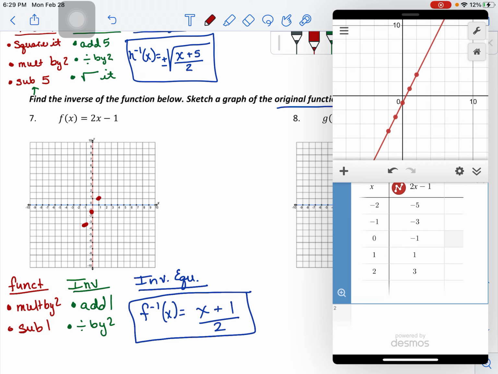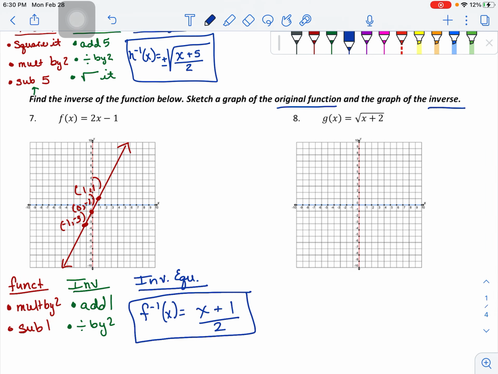Okay, so there's my 3 points. I'm going to label them in a second. Okay, so I've got 1, 1, 0, -1, and -1, -3. Now to draw the inverse, you don't need to graph it on your calculator. You just need to reverse the ordered pairs. So if I have 1, 1, 0, -1, and -1, -3, right, the inverse is going to be 1, 1, -1, 0, -3, -1. All I did was flip the x and the y.